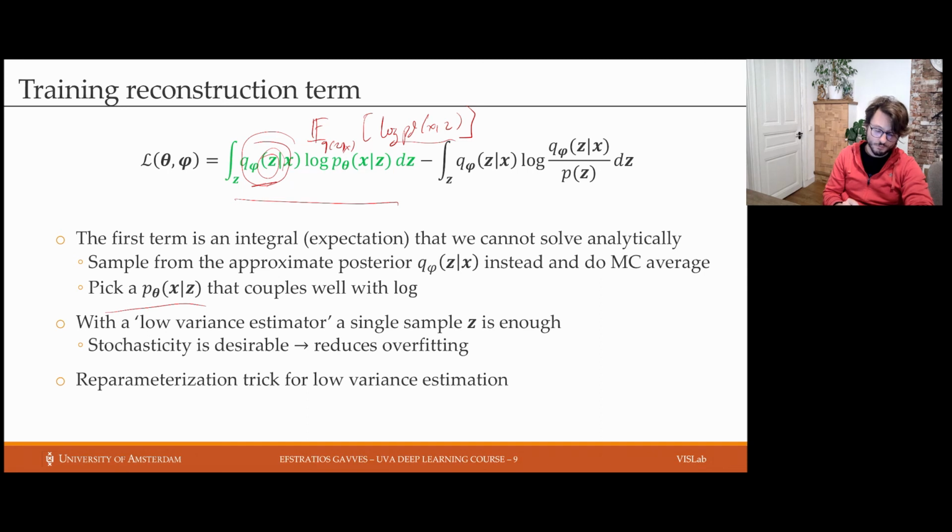But in that case, you have to make sure that your conditional likelihood couples well with the logarithm. If our estimator for the sample average in this first integral is low variance, then in practice a single sample of Z is enough. We don't have to sample 10 or 100 times per image. Just sampling once from our approximate posterior is going to be good enough. And of course we will have stochasticity, but in fact, this is desirable because it adds some noise to our computations, which means that the neural network cannot overfit to particular parameters. It has to maintain a generally good solution. Now, how can we get a low variance estimator? We can rely on the reparameterization trick for low variance estimation, as we'll see in the follow-up sub-lecture.